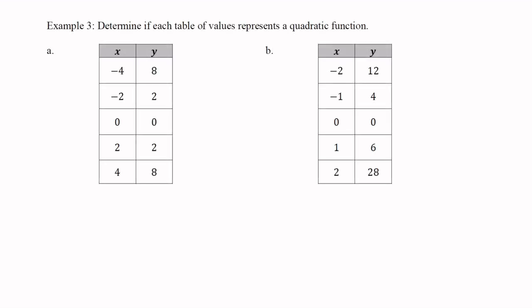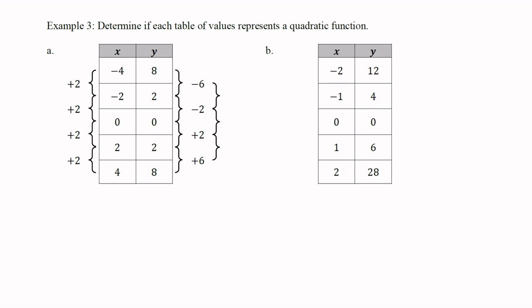So in this example, let's determine if each table of values represents a quadratic function. So first, we're going to check the first differences. And in this case, the differences in our x values are all 2. We add 2 each time. In our first differences in our y's, we have minus 6, because 8 minus 6 is 2. Then 2 minus 2 gives us 0. 0 plus 2 gives us 2. And 2 plus 6 gives us 8. So our first differences are not constant. But of course, we're not expecting them to be constant when we're looking for a quadratic function.